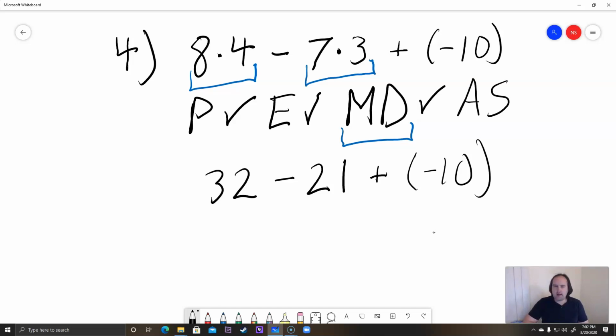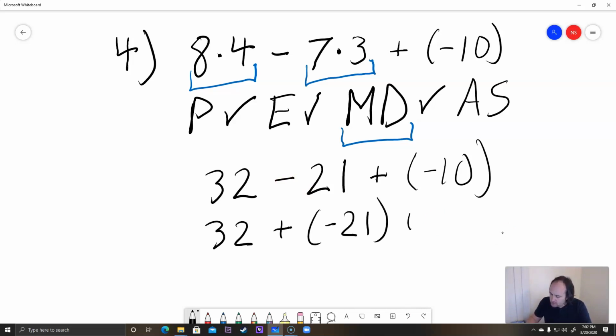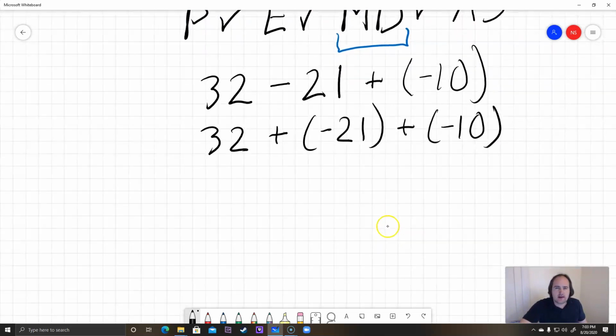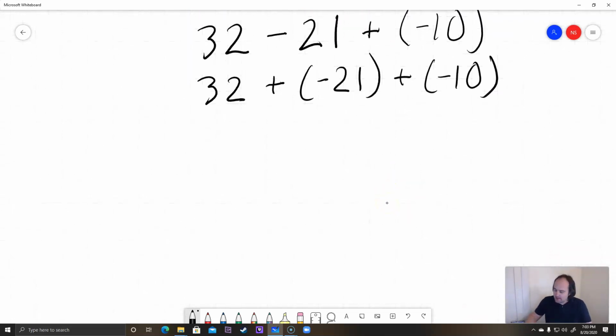So remember, with this minus 21 here, subtracting is the same as adding the opposite, so adding and switching the sign. So minus 21 is actually the same as plus negative 21. So here we have 32 plus negative 21 plus negative 10. Okay, because the minus is the same as plus negative 21. Okay, and then to do our addition and subtraction, first, I'm going to be combining the negative 21 and the negative 10.